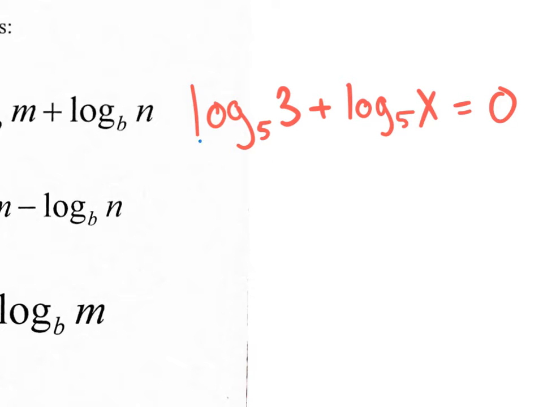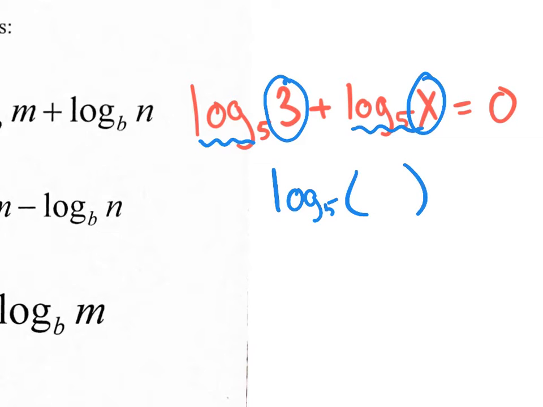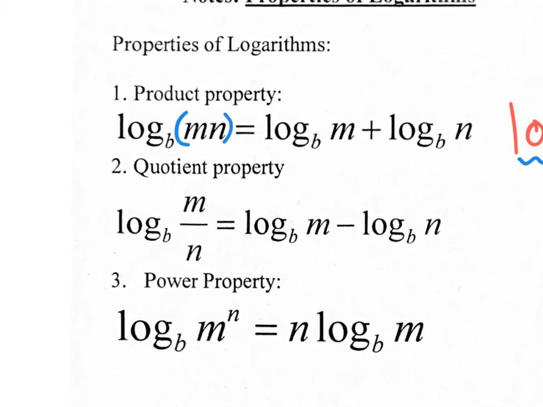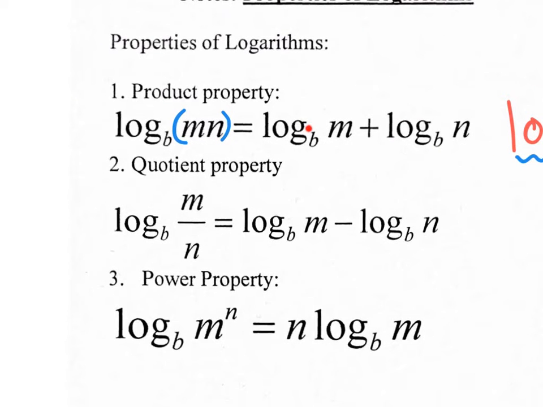So what we would do is simply put that log base 5 and this log base 5 together as one single log base 5. Now you take this and multiply it with that inside parentheses, so you'd have a 3x right there. Does that make sense? So this is an example of how we would use the product property to convert 2 logarithms into 1 logarithm.